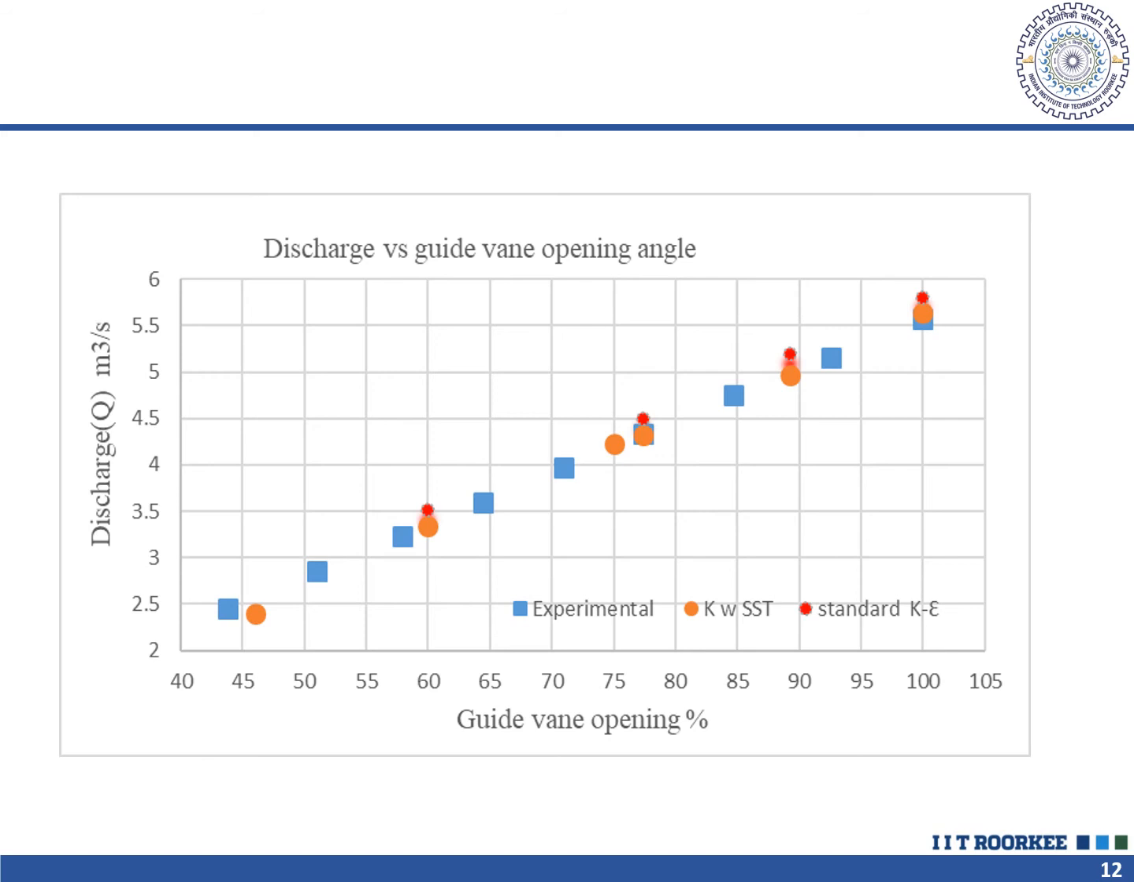Similarly, at the BEP condition, the difference was 0.01 meter cube per second by using the K omega SST turbulence model and 0.174 meter cube per second by using the K epsilon turbulence model.